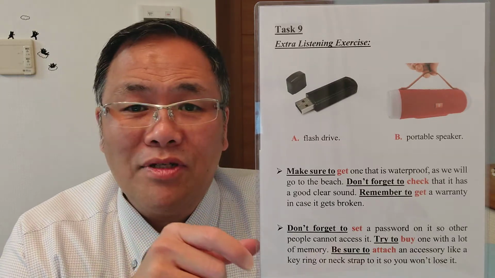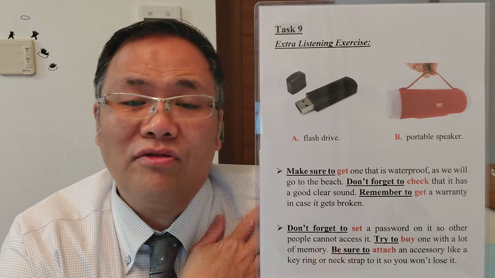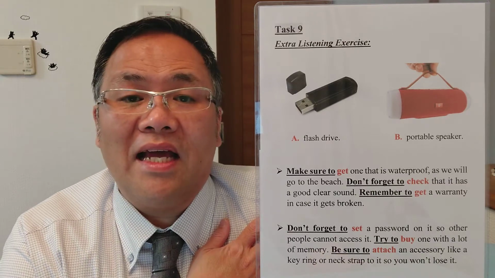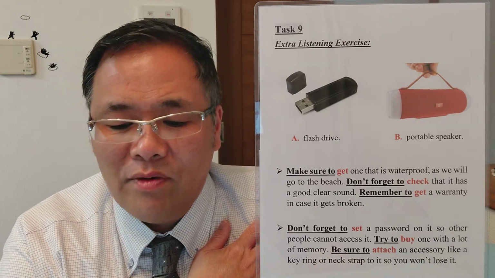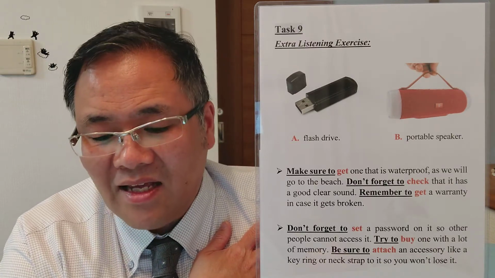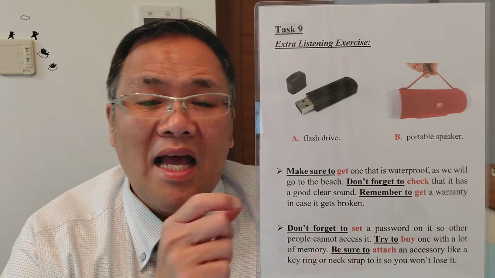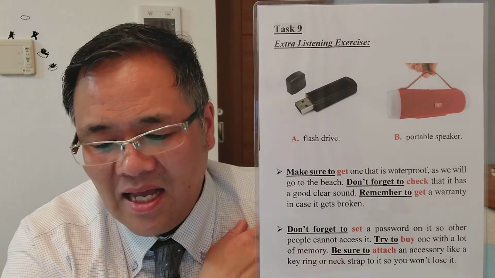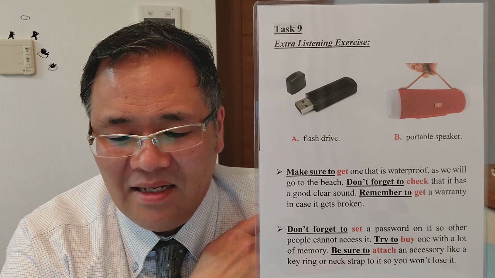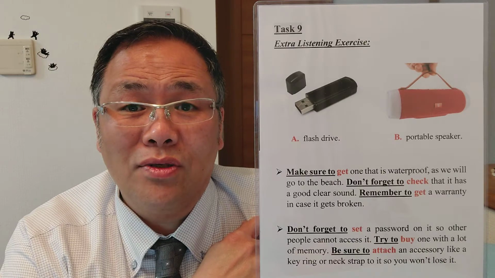And number 2, this is instructions on how to use a flash drive. Don't forget to set a password on it so other people cannot access it. Try to buy one with a lot of memory. Be sure to attach an accessory like a key ring or neck strap so you won't lose it. Again, 3 imperatives as you can see. Don't forget to, using the base form of the verb set. Try to buy. And be sure to attach.